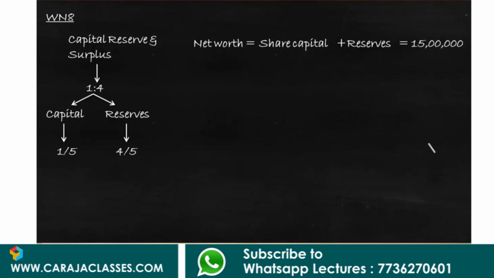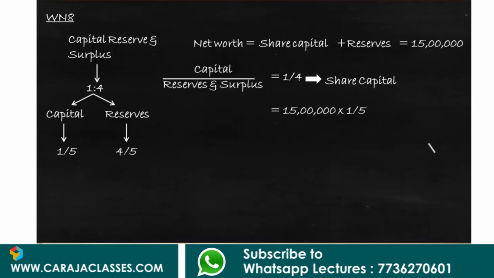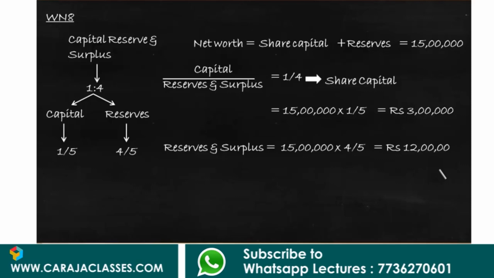Of this 15 lakh, capital is going to be 1/5 and reserves is going to be 4/5. That's why the ratio of capital divided by reserves and surplus is 1/4. So share capital is going to be 15 lakh multiplied by 1/5 and it is rupees 3 lakh. So if 3 lakh is share capital, then reserves and surplus, obviously it is 12 lakh. So it is 4/5 of 15 lakh and it is 12 lakh. So we have made use of all the information in the question.